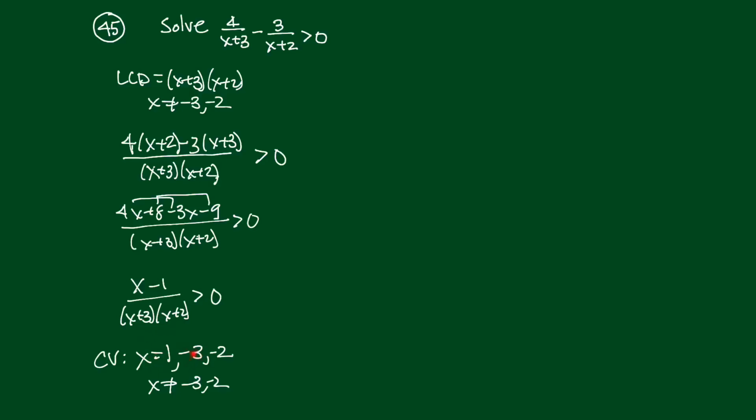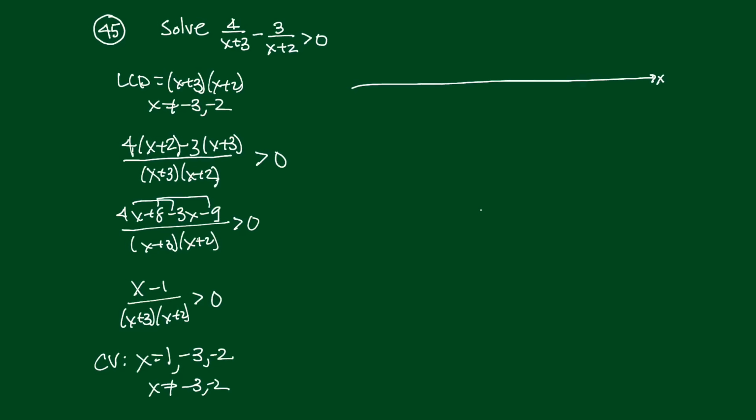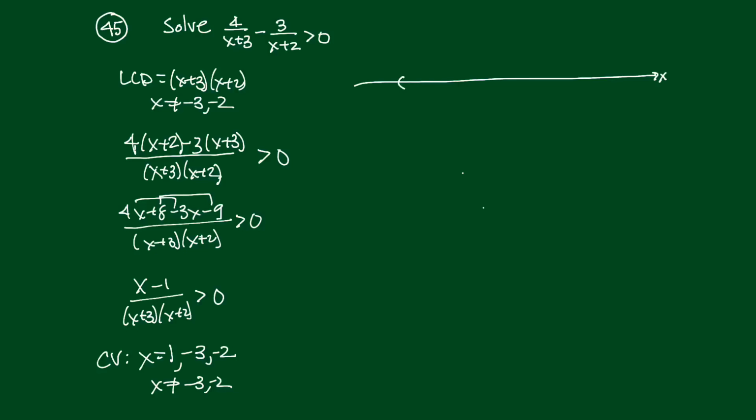So here's our three critical values. Let's draw a number line and mark them on the number line. So here's the number line. I'll draw it real big. X. Now I've got three values here. I've got negative 3. Now I'm going to have to put an open circle at negative 3 because we can't have negative 3. And then an open circle at negative 2 because x cannot be negative 2. But I can put a closed circle here at 1.